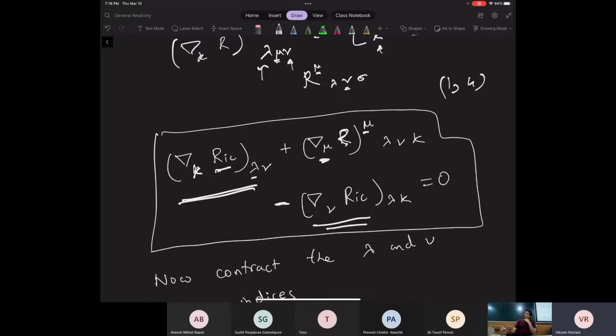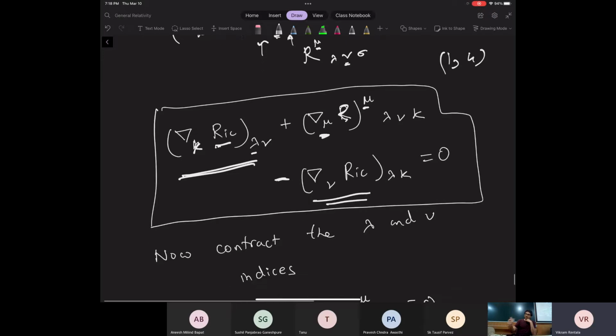Now we'll go one step further, which is we'll now contract further. We'll contract the lambda and nu indices. Now we can't just contract the lambda and nu indices, because both of them are dual vector indices. So what do we have to do? How would we contract two dual vector indices?